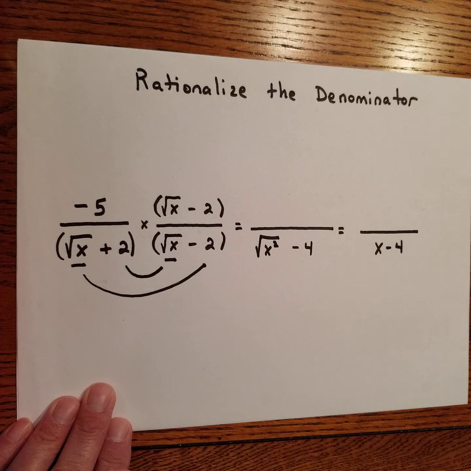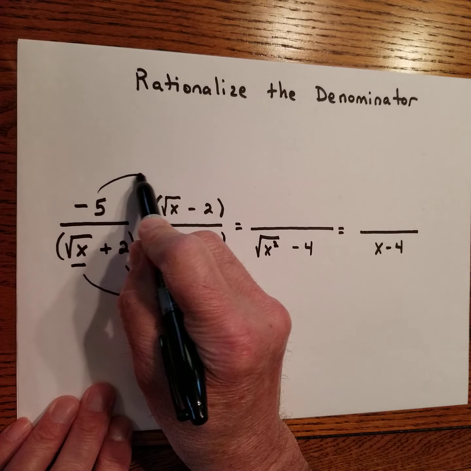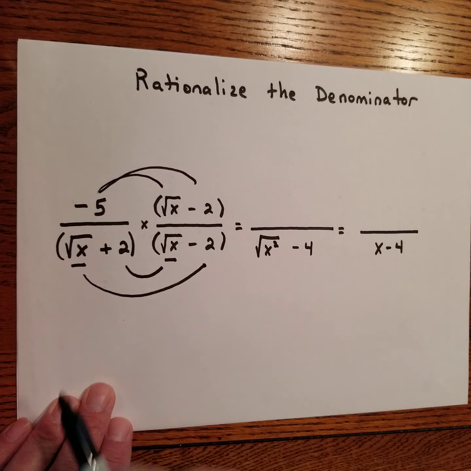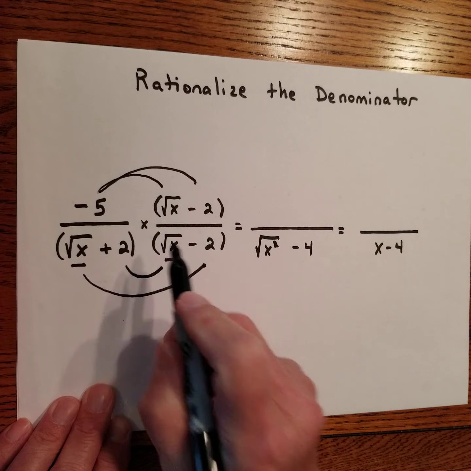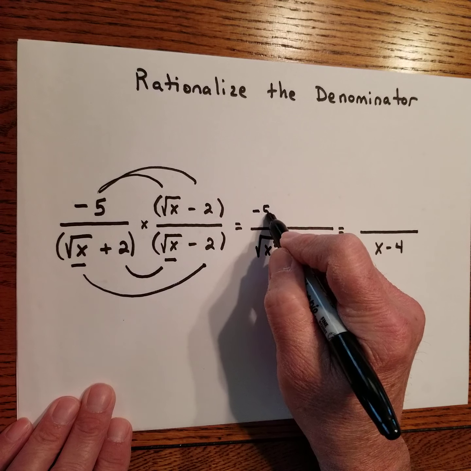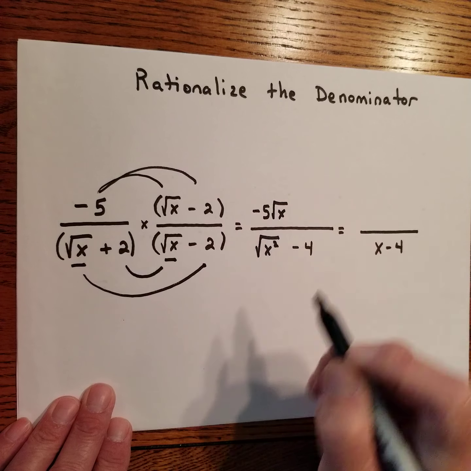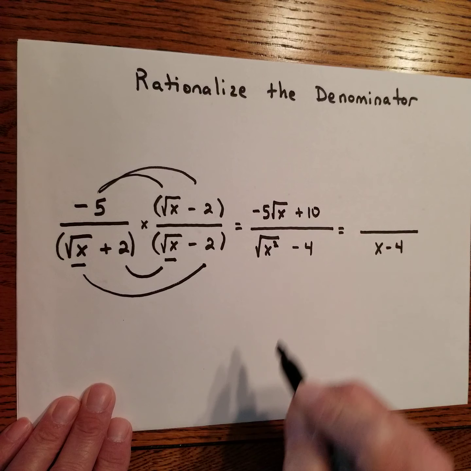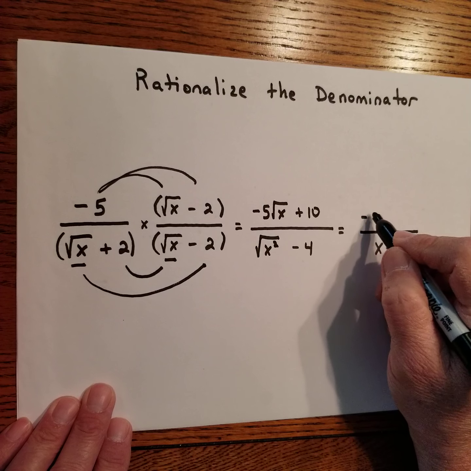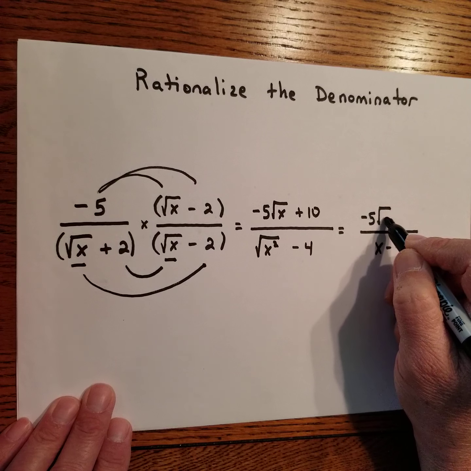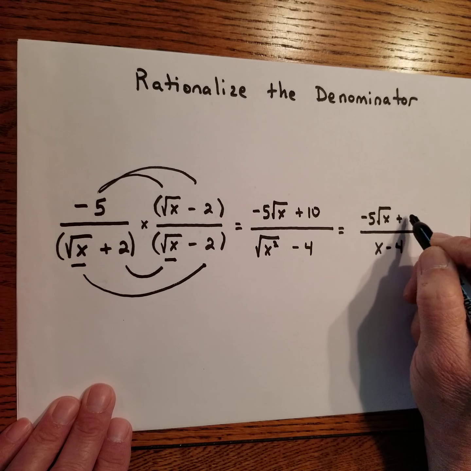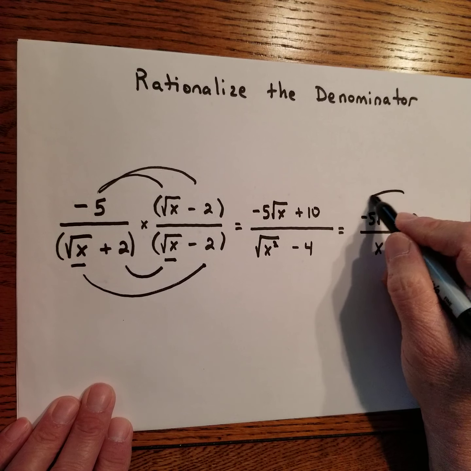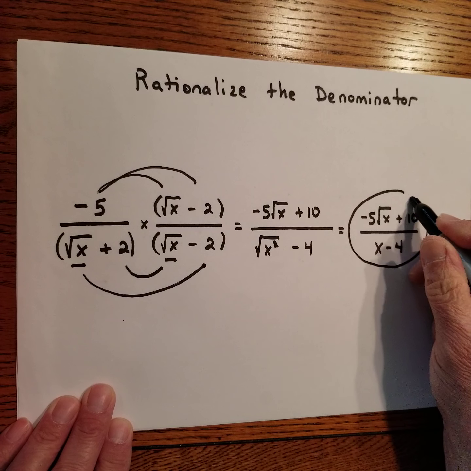That finishes the bottom. In the top, we'll take this negative 5 and distribute. Negative 5 times the square root of x looks like this. Negative 5 times negative 2 is a positive 10. These are not like terms, so I can't combine them. And nothing reduces. So we'll leave our answer just like this.